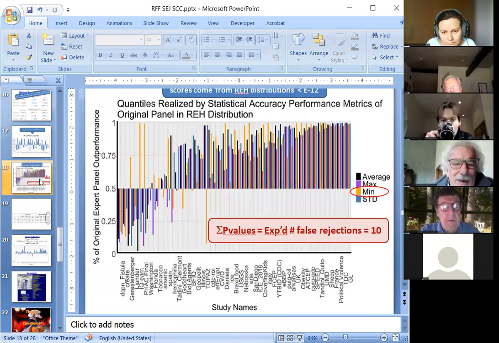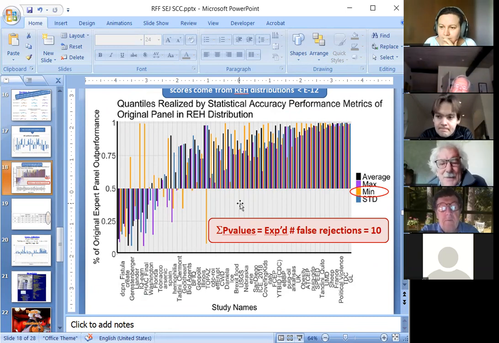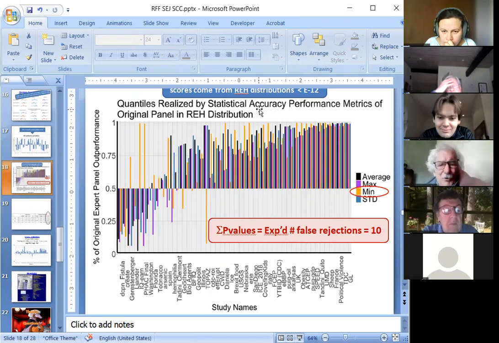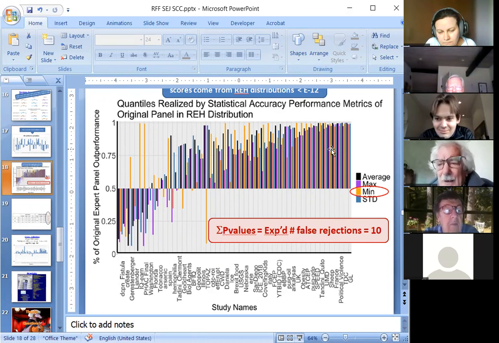This is what the data looks like. This is a picture that was prepared by Denish, who's on this call, I see. So this is not uniformly distributed, right? And we are looking at 4 panel metrics for statistical accuracy. We have other ones for informativeness and so on, but they're all basically like this. So for statistical accuracy, 49 studies, here they are, right? And we plot just the quantile of the original panel that is realized.